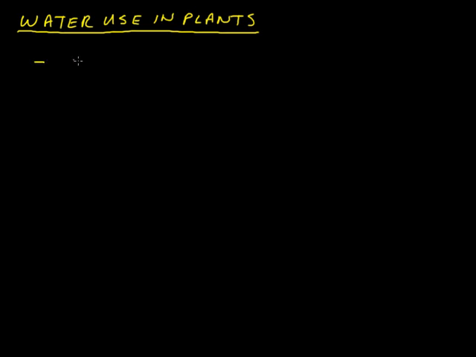Well, first off, as we've discussed previously, to carry out all of the metabolic processes, such as photosynthesis, plants need quite a bit of water because they take place in aquatic environments. So things like respiration, photosynthesis, protein synthesis, so on and so forth, they require water or an aquatic environment in which to occur. Plants also use quite a bit of water to maintain turgor in their cells. So, maintain cell turgor.